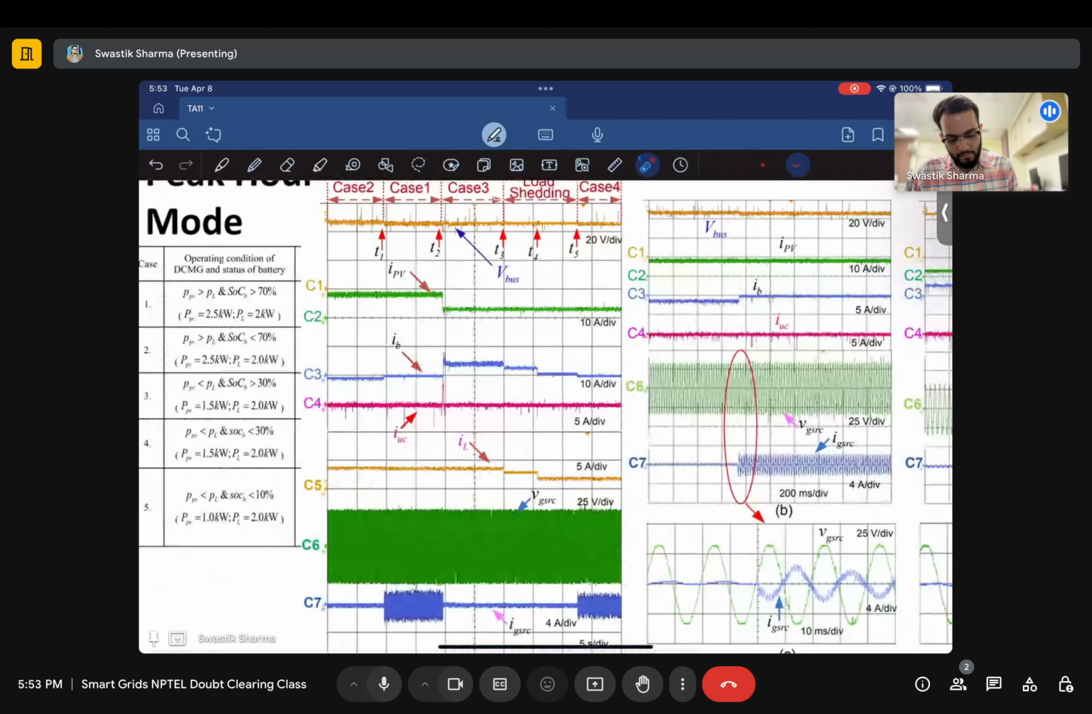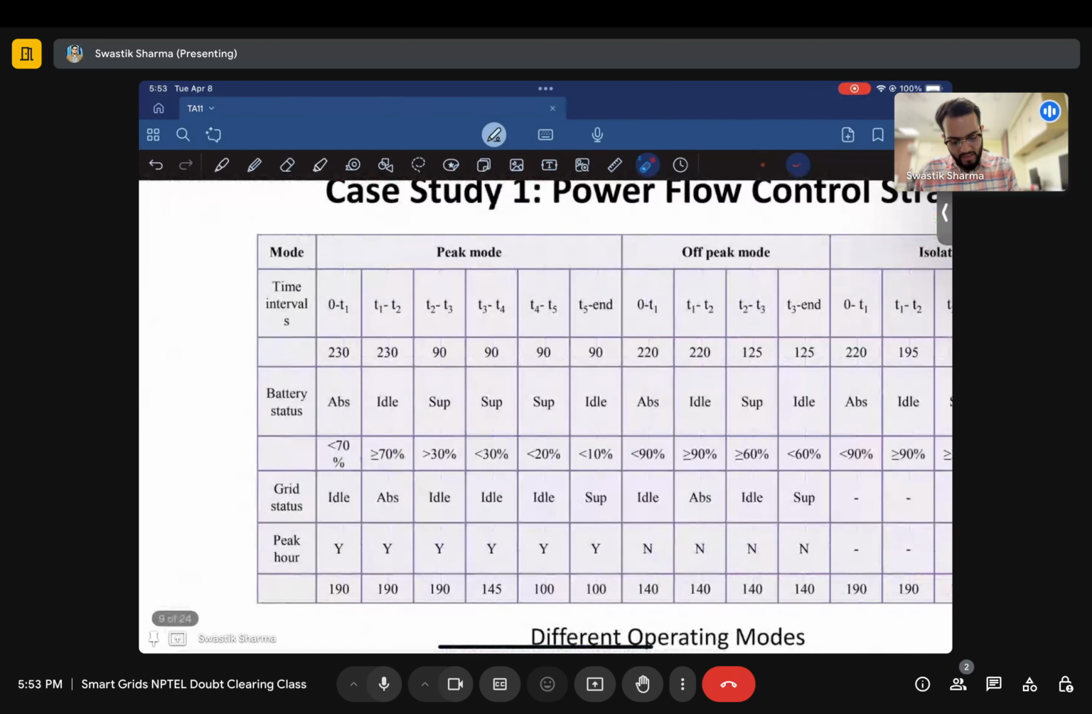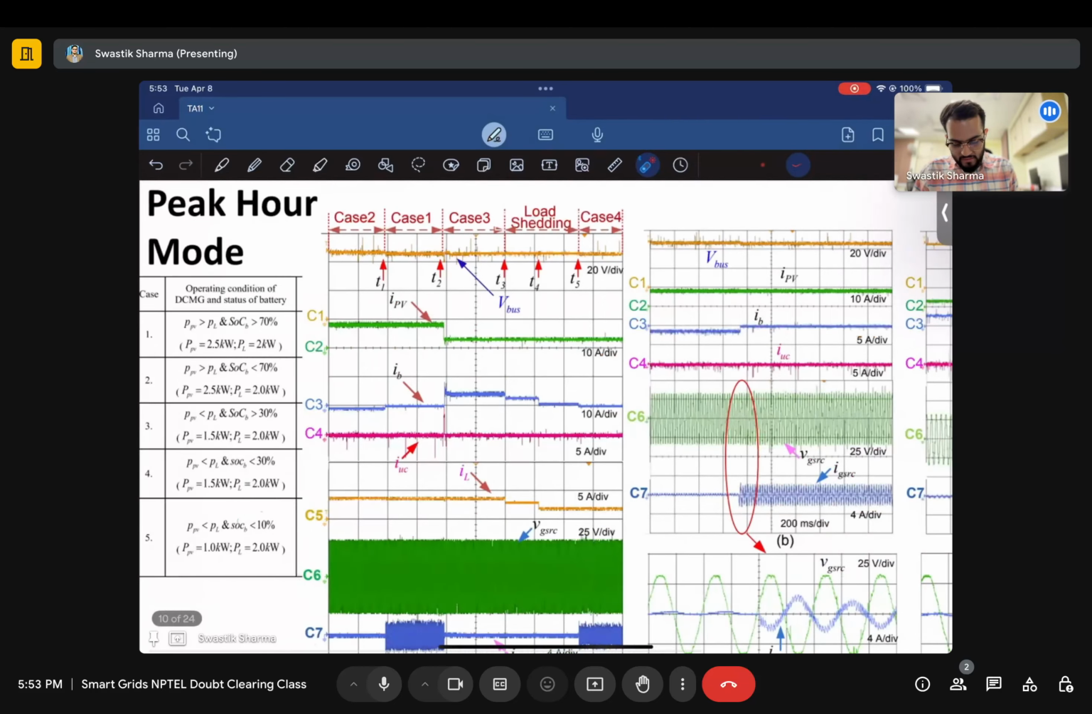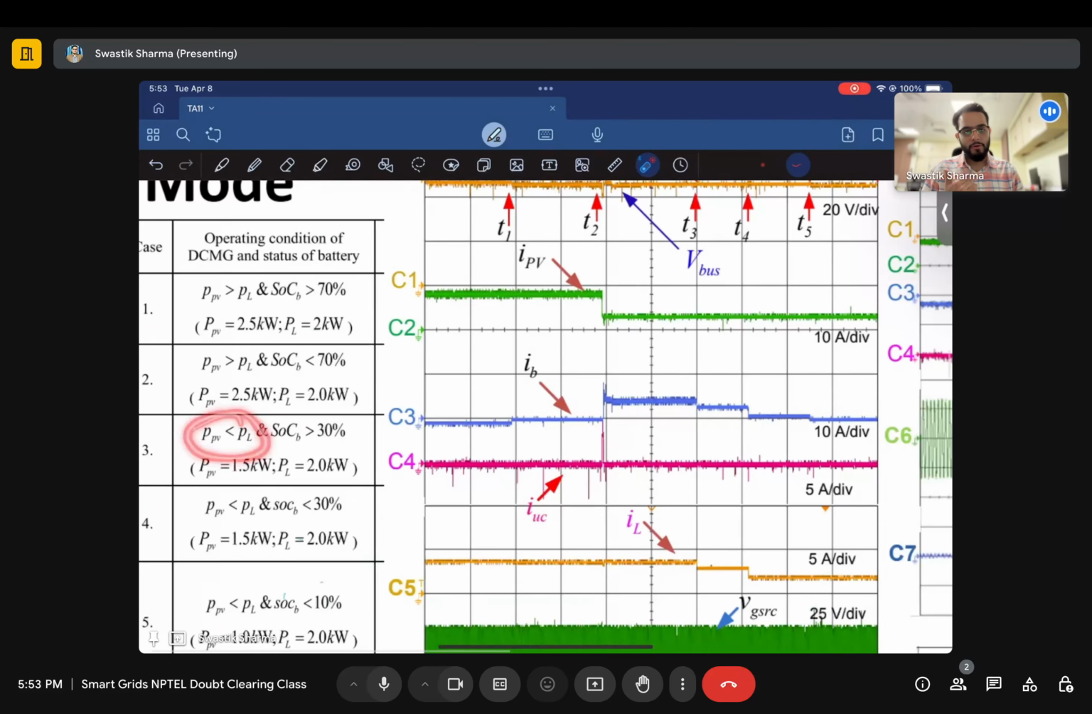Moving on, then comes case 3 from T2 to T3. What we have is your battery status is greater than 30%. So now your battery is at 70%. There is a peak hour. You can't import power from the grid. And what you have is your PV is less than PL. So you are not generating enough. And you check if your battery's SOC is greater than 30%.